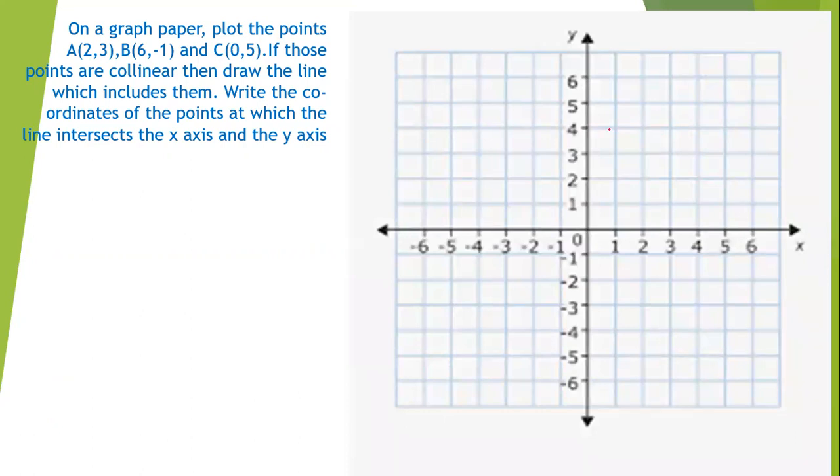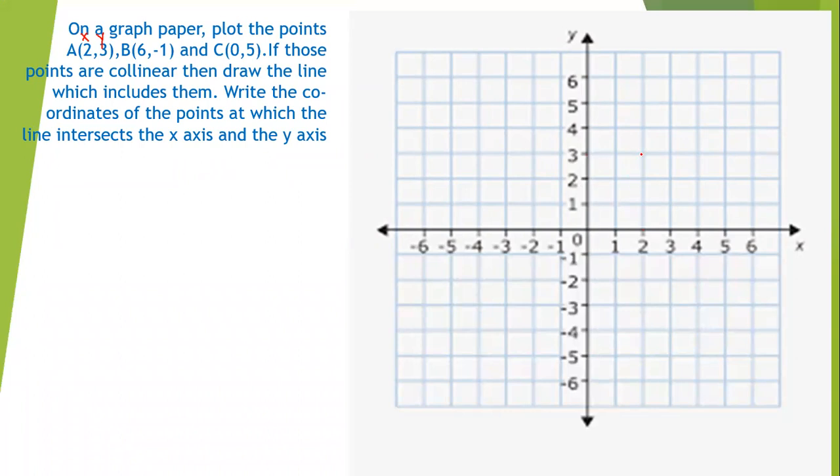Now here we have graph paper, right? I have drawn the x-axis and then the y-axis, and then marked the origin. Now, the first point given to us is A (2, 3). So 2, 3 means the x coordinate is 2 and the y coordinate is 3, right? So on the x-axis, you have to see where 2 is, it is over here. And on the y-axis, where is 3, it is over here, right? So the point will come over here.